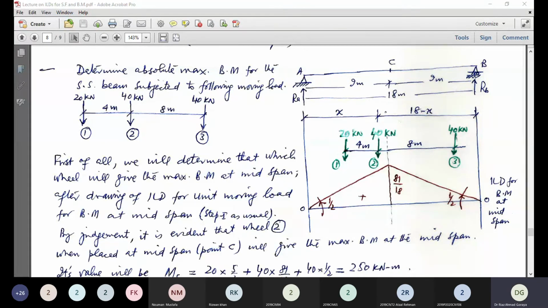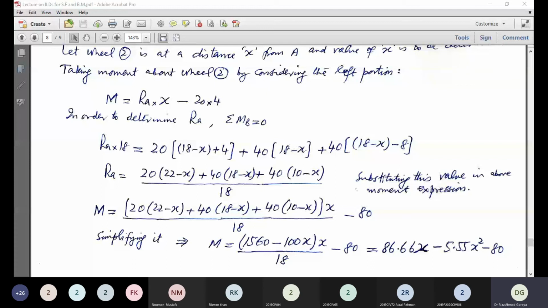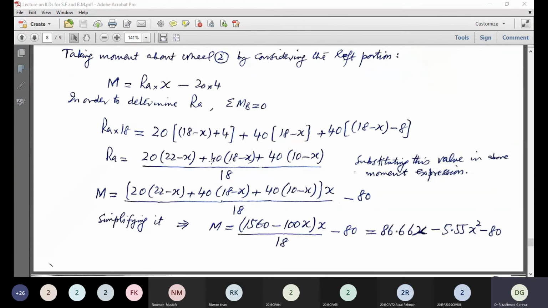Taking moment about B, RA into 18 minus these three loads. The distances from B are: 20 into 18 minus x plus 4, 40 into 18 minus x, then 40 into 18 minus x minus 8. You will get this distance. So the same expression I have written here. Now divide this expression by 18 to get RA. Now put this value of RA into this moment expression.